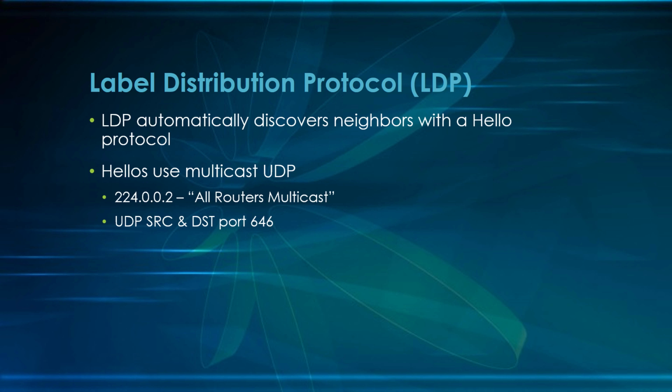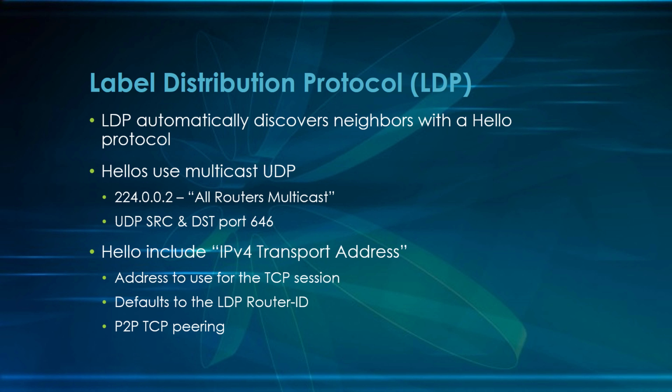And I specify directly connected because LDP supports both local directly connected neighbor adjacencies as well as remote targeted LDP sessions, which is basically how RSVP-TE comes into play. We'll talk about that later on. So when we get into things like LDP session protection, this is a mechanism that we can leverage. The hello includes the IPv4 transport address, the address to use for the TCP session, and it defaults to the LDP router ID, and it's a point-to-point TCP pairing.